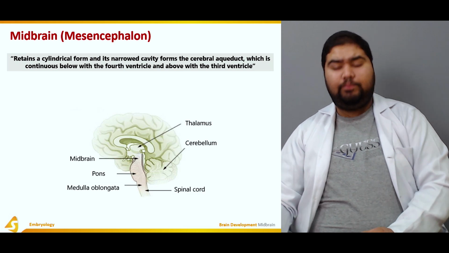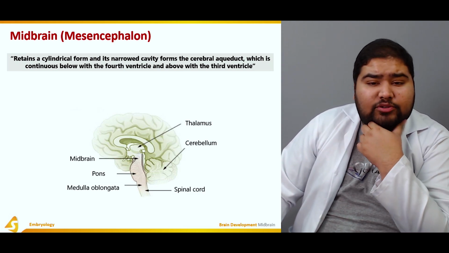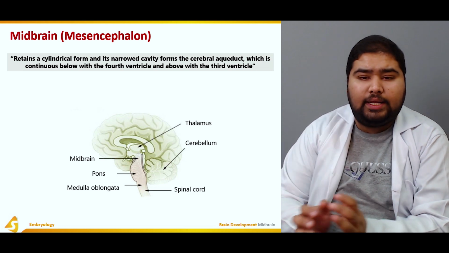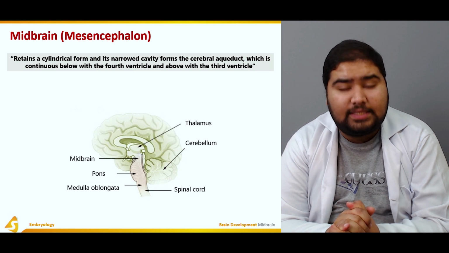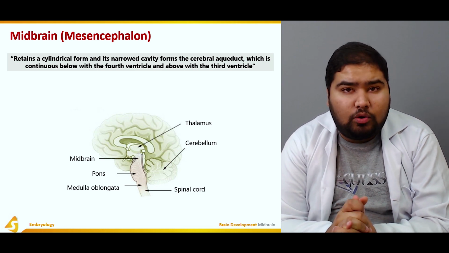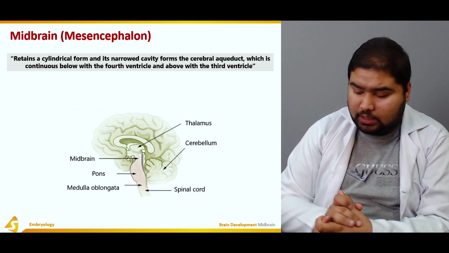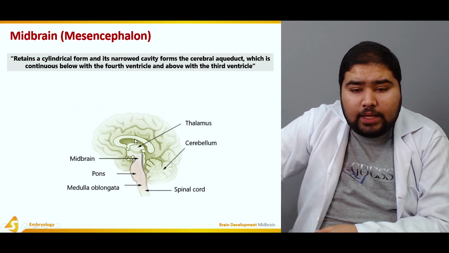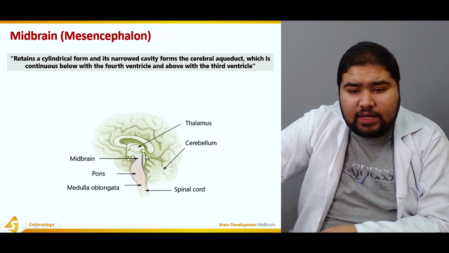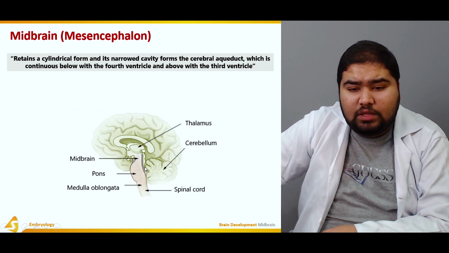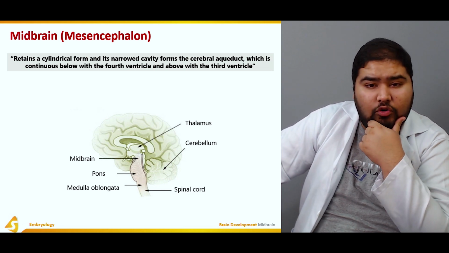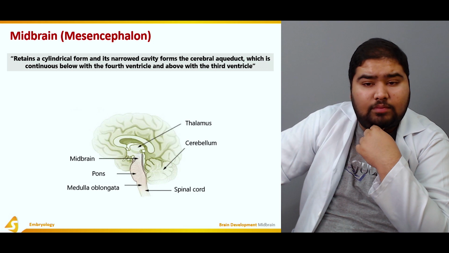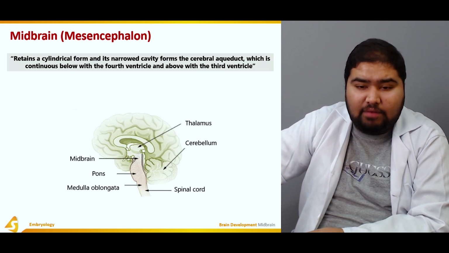So, the midbrain retains a cylindrical form, and its narrowed cavity forms the cerebral aqueduct of Sylvius, which is continuous below with the fourth ventricle and above with the third ventricle. So this is the cerebral aqueduct of Sylvius. Here you can see it is continuous above with the third ventricle and below with the fourth ventricle. The cavity of the midbrain forms the cerebral aqueduct of Sylvius.